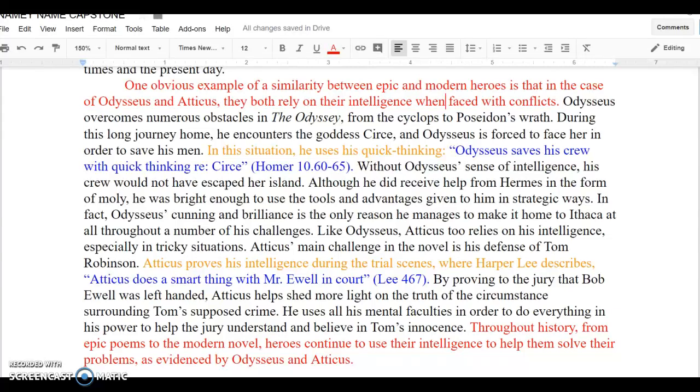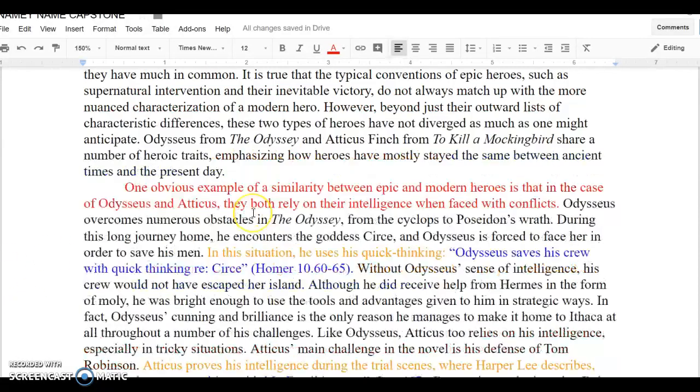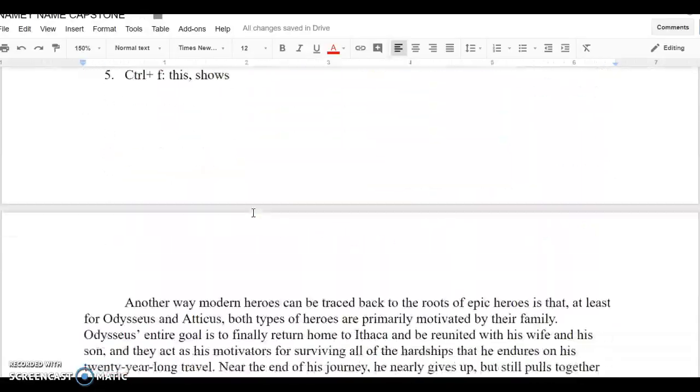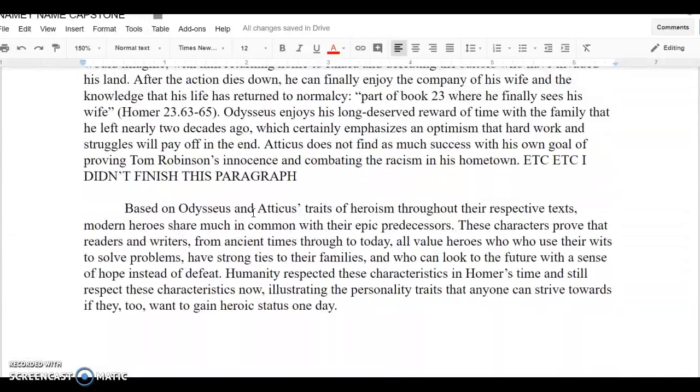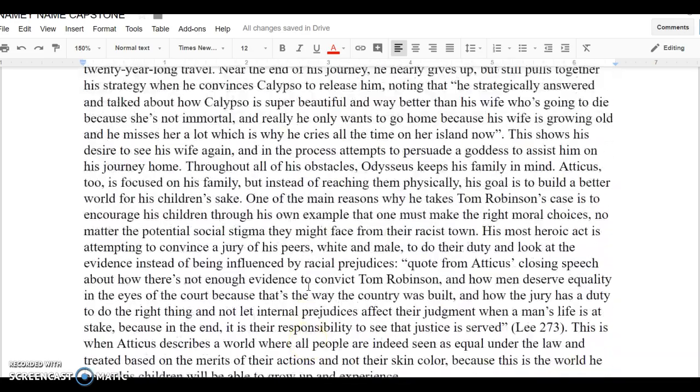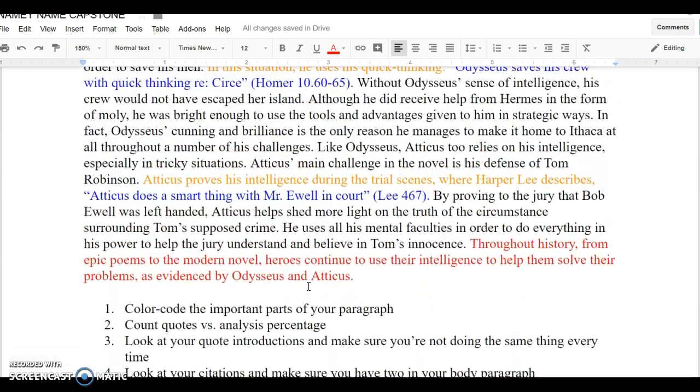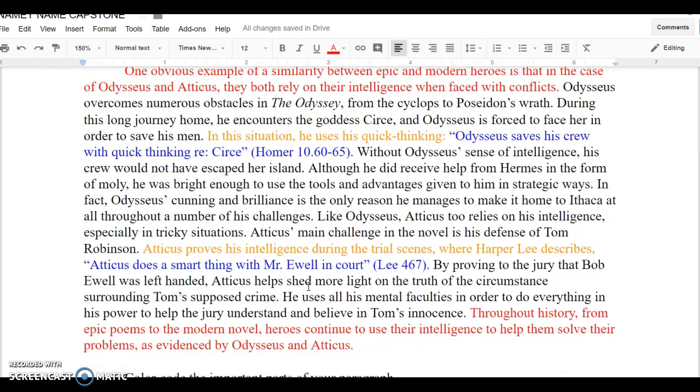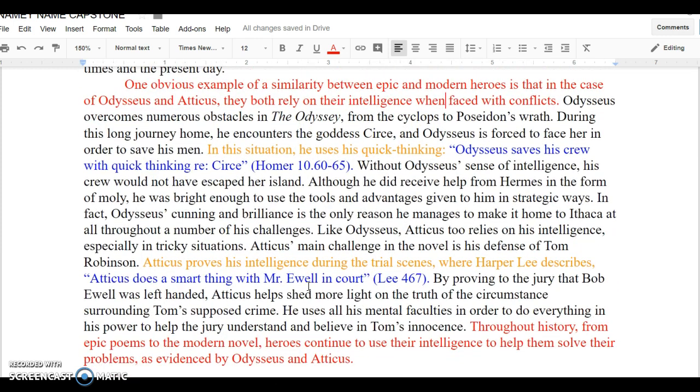Hello. Today what I'm going to walk you through is how to color code your paragraph as a form of editing it. I have a full essay, intro to conclusion, here, except for the end of this paragraph. We're just going to be looking at the body paragraphs. So that's all I want you to focus on today, just the body paragraphs. Whether or not you have your intro and conclusion yet, you should at least have your body paragraphs. So I'm going to take you through what I want you to do.